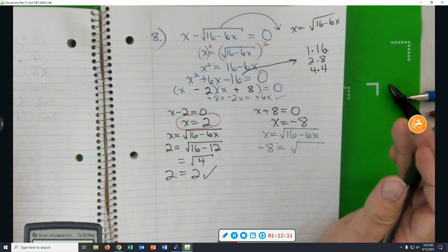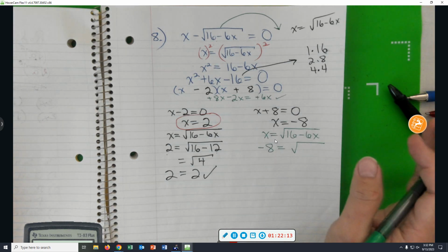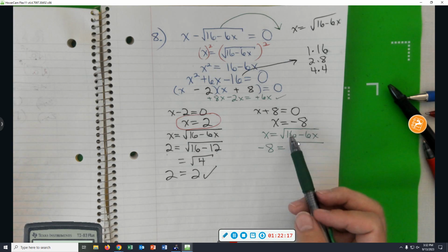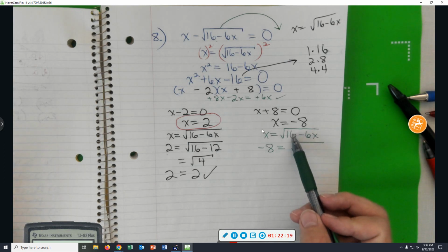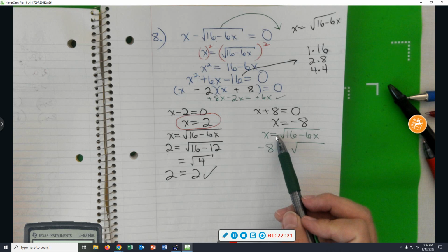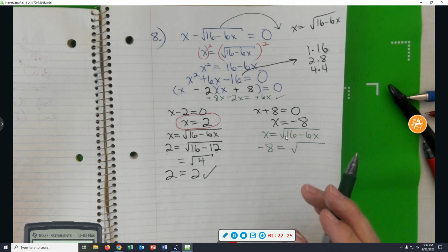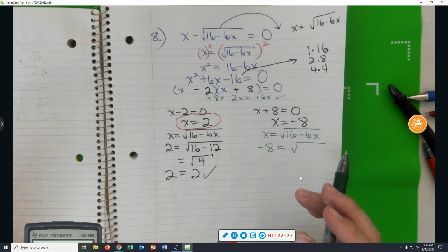I can stop at this point. I'm not doing anything else. I know this isn't going to work. Here's why I told you to use the isolated form. I don't see a sign in front of this radical. If you don't see a positive or a negative, what sign do you assume it's going to be?